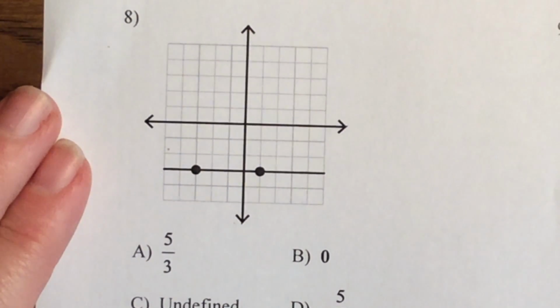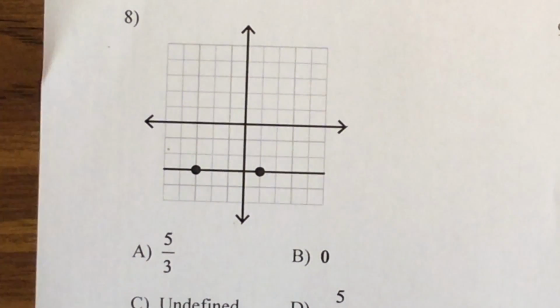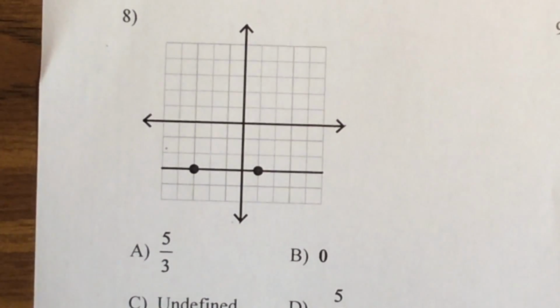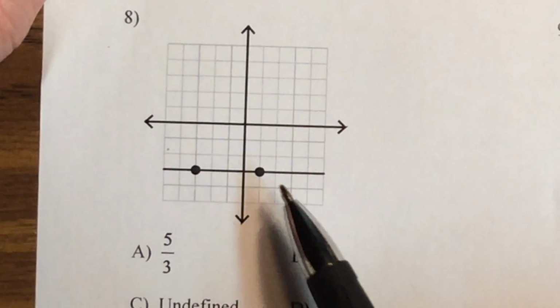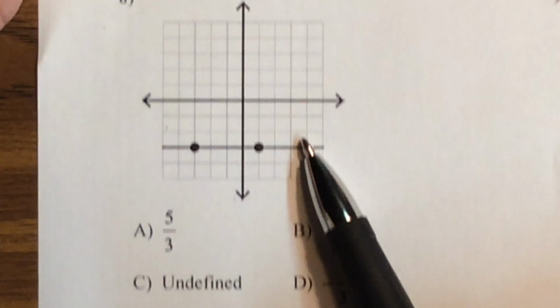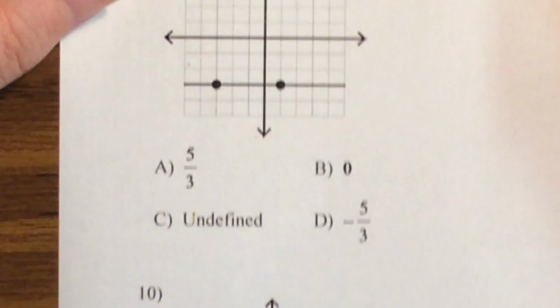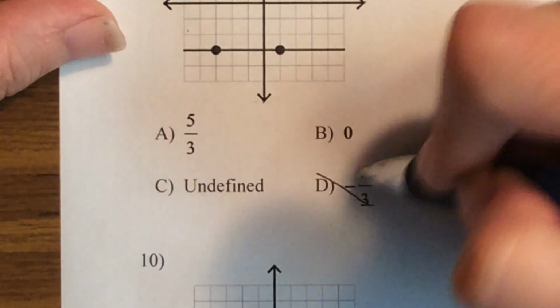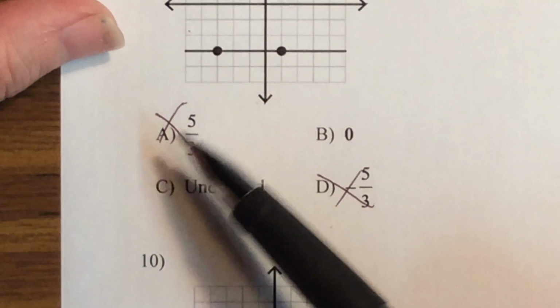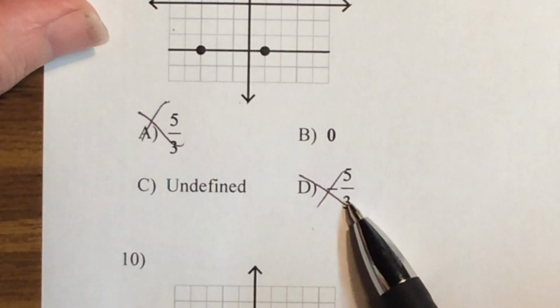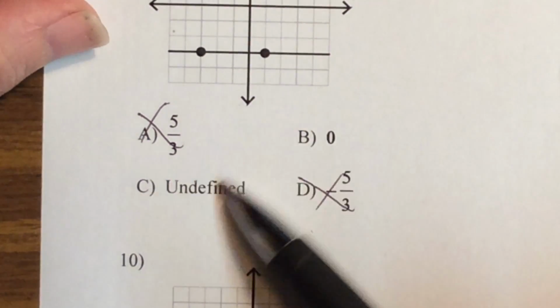All right, number 8. Okay, so there's 2 of the special cases when it comes to slope. This is not positive or negative. This is one of those special cases. This is a horizontal line. So we know already that it can't be this and it can't be that because it's not a positive slope and it's not a negative slope. It's one of these 2.